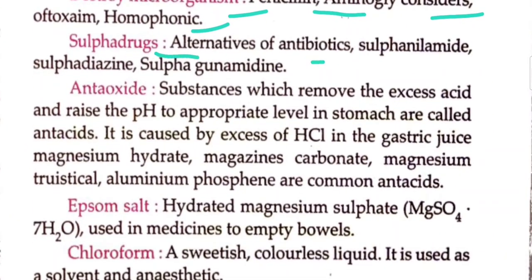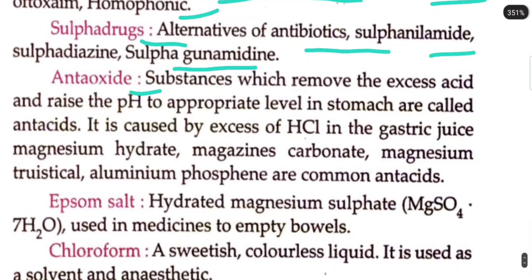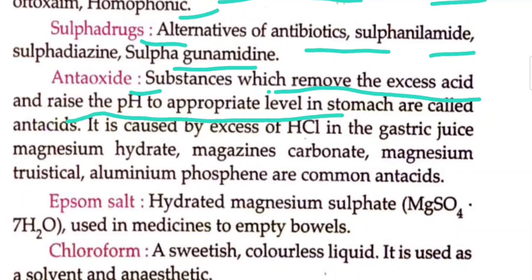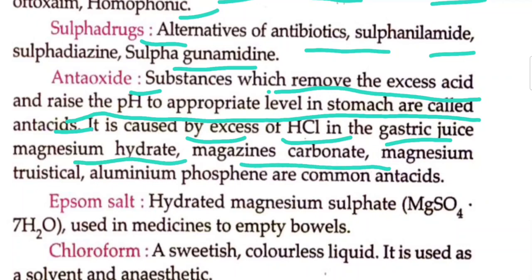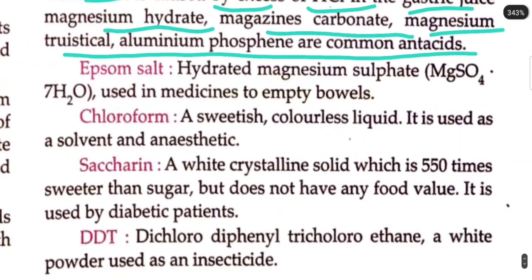Sulfa drugs are alternatives to antibiotics: sulfanilamide, sulfadiazine, or sulfaguanidine. Antacid is a substance which removes the excess acid and raises the pH to the appropriate level in the stomach. Acidity is caused by excess of HCl in the gastric juice. Magnesium hydroxide, magnesium carbonate, magnesium trisilicate, and ammonium phosphate are common antacids.